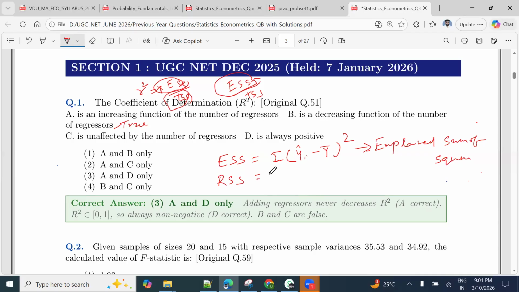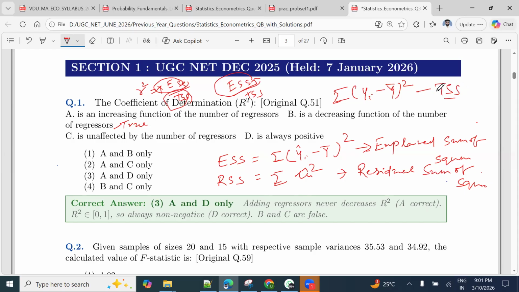square. Then RSS is your summation ui hat square. That is your residual sum of square. Are you writing it down? Yes, sir. I think some of you might have forgotten. Then similarly, TSS is summation yi minus y bar whole square. That is your TSS, total sum of square. Okay? Yes, sir.